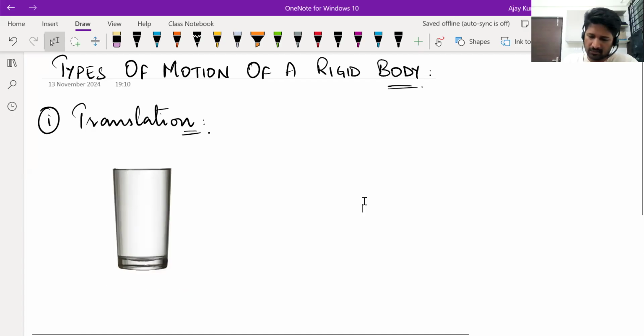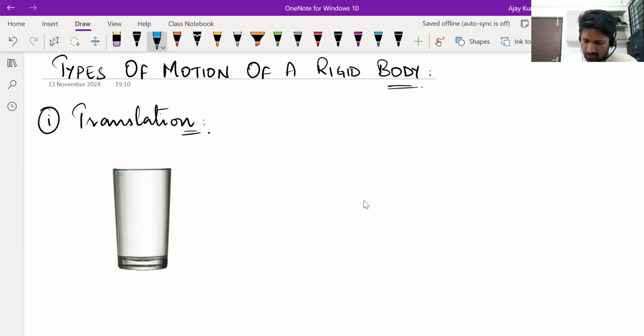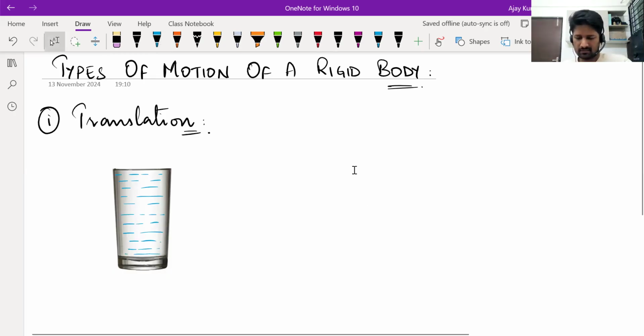Consider a tumbler full of water. Assume this is filled with water. Now tell me, is water a rigid body? No, sir. Definitely not. A glass of water is not a rigid body. The particles of water move in different ways. Okay, and water can easily be deformed.